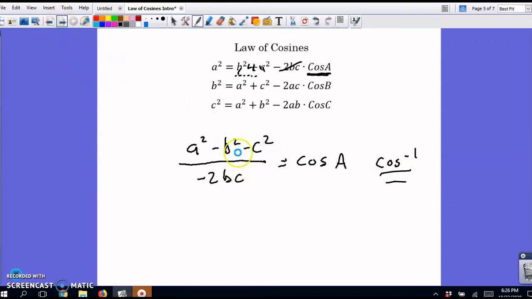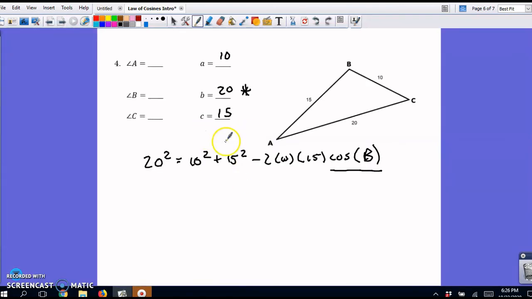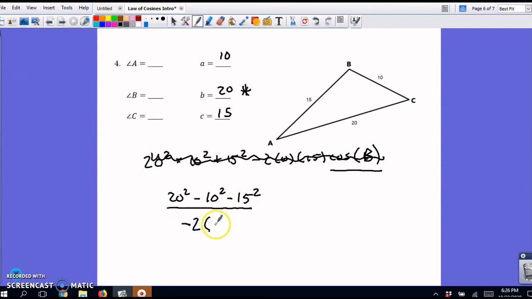So when you have three sides, instead of thinking about this formula, think about putting it into a fraction. Starting with the largest, on the top you do 20 squared minus the other two squared, minus 10 squared and 15 squared. On the bottom, always negative 2 parenthesis, and those two same sides, the 10 and the 15. I'm just going to put that in the calculator, and then we'll inverse cosine. Let's see that in the calculator.